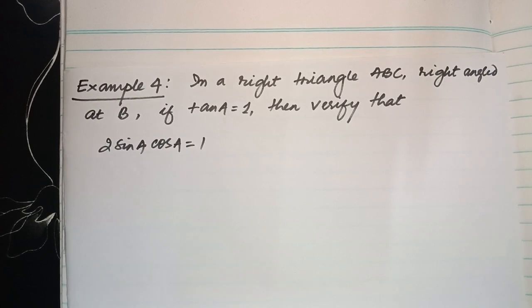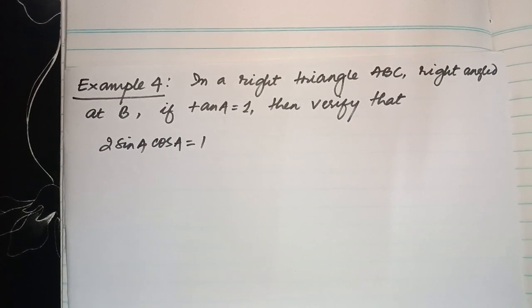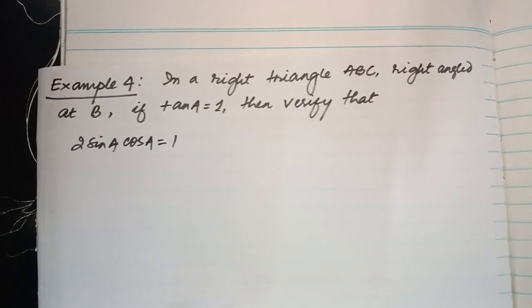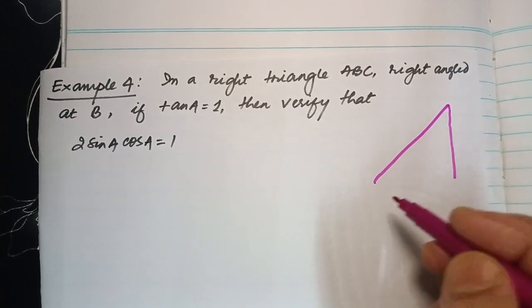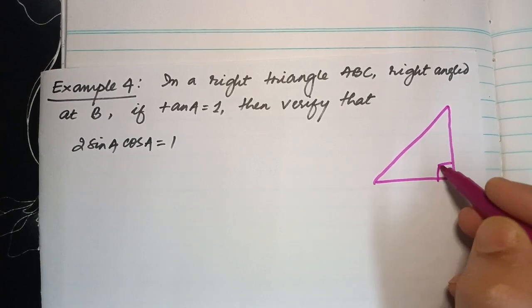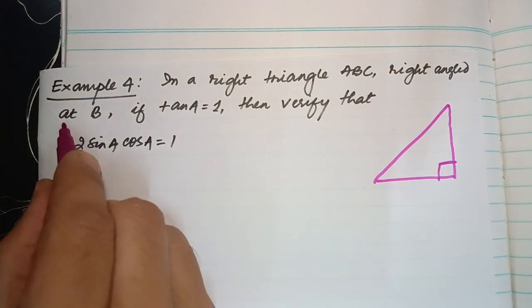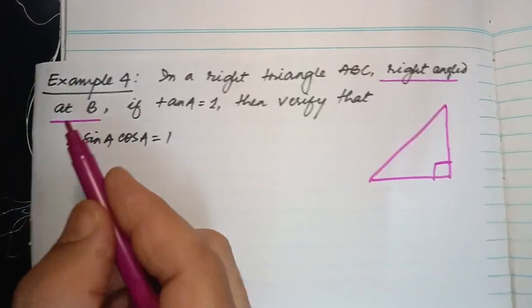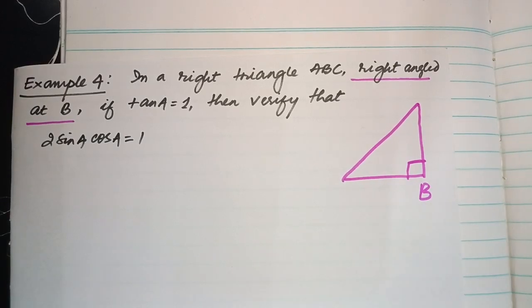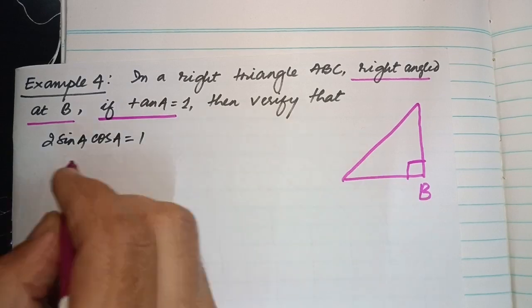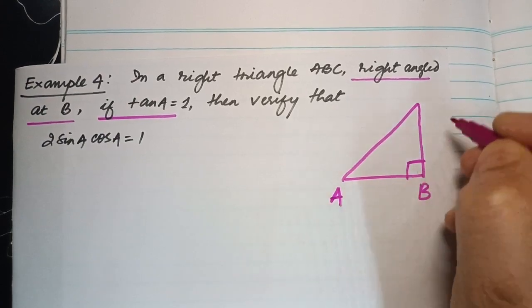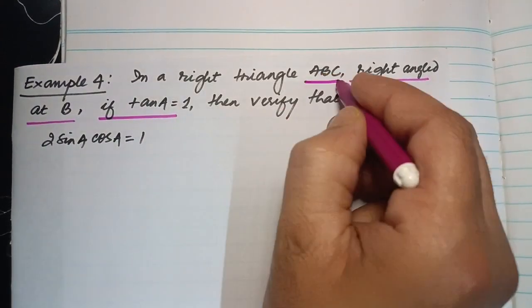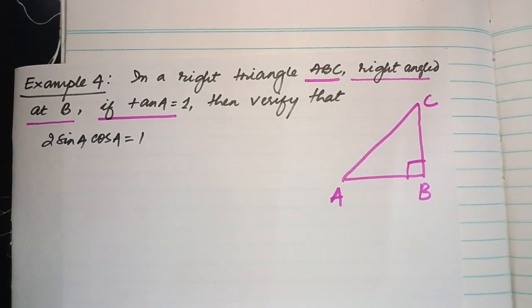Let us proceed with the third question, that is example 4. The question is: in a right triangle ABC, first you have to draw a triangle. As I have already told you, I am going to draw all the triangles in the same fashion. This will be my right triangle all the time, so that I can visualize it properly. And the right angle is at B. Where is the right angle? This is your B. They have not given the naming order, so I can name it as per my convenience. I am naming it as A and this as C. ABC becomes my triangle with right angle at B.